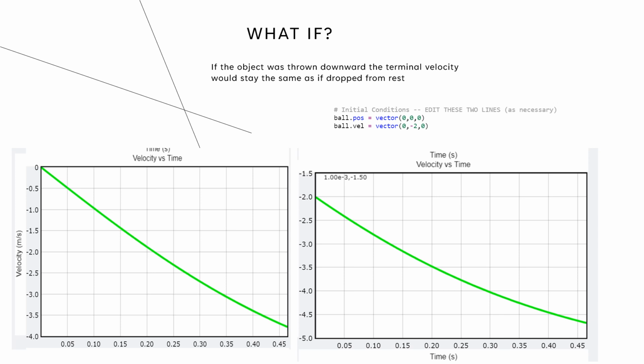Now, we could also look at what if an object was thrown down rather than just dropped from rest. It would actually reach the same terminal velocity rather than increasing in speed. This is because the gravity force and the force of drag are going to be equal at some point no matter what. As you can see in the left compared to right, they both begin to slow down to the same point. However, since the one thrown down has an initial velocity of -2, it reaches this point quicker than the one that was not thrown and dropped from rest.